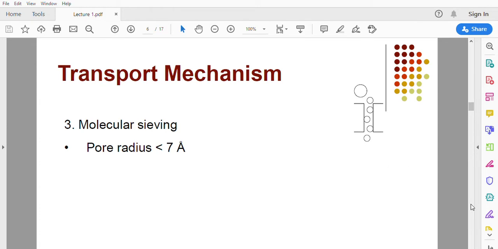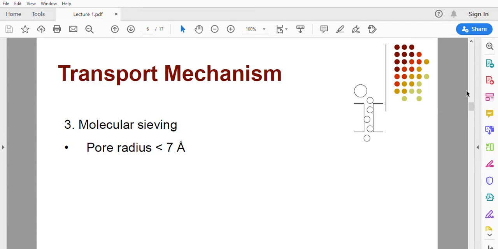Now, the third type of transport mechanism is molecular sieving. In molecular sieving, the pore sizes are very small, in the range of the molecular size of the diffusing species. So only one type of molecule can pass through the membrane, and the other molecule has a larger size than the pore, so it cannot pass through the membrane. So it is actually sieving. It is not membrane transport. It is actually sieving.